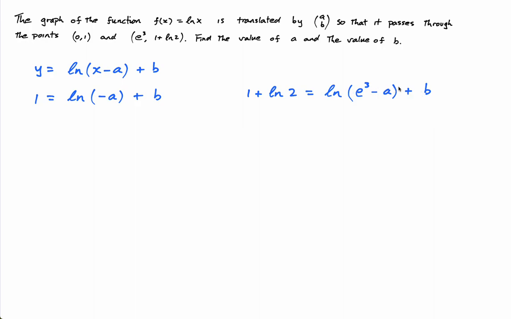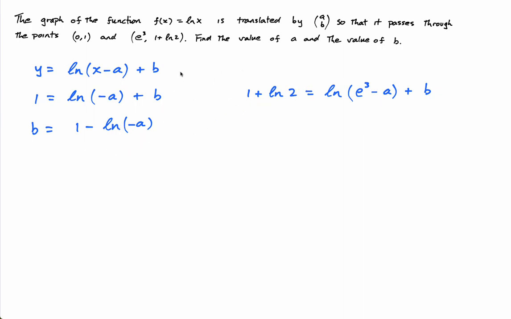Okay, now essentially, I've had 2 equations with a and b in them. I can't use my calculator really here. I have to use a substitution. So I'm going to find b and sub it into one of the equations, because b is on its own nicely here. So let's just make b the subject of this equation. So b is equal to 1 minus ln of minus a. That's just subtracting this. And then I'm going to sub this into here.